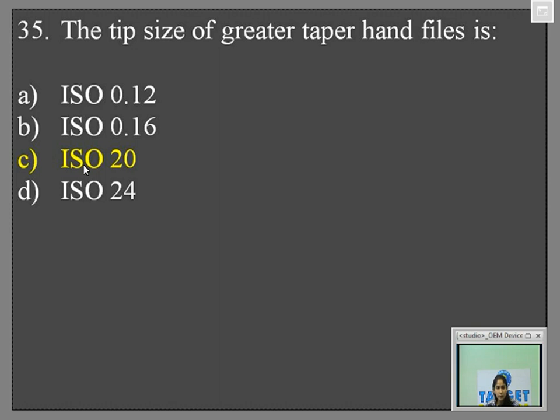Just as your Profile and LightSpeed had radial lands, in your K3, Quantec and Hero Shapers you have recessive flutes. That means the radial lands will have some degree of relief. They will not be completely land area to provide the clearance. So recessive flutes are the ones where the radial lands have relief. That means the flutes from the radial axis will not be completely stretching up to the circumference of the file. That is your recessive flute.